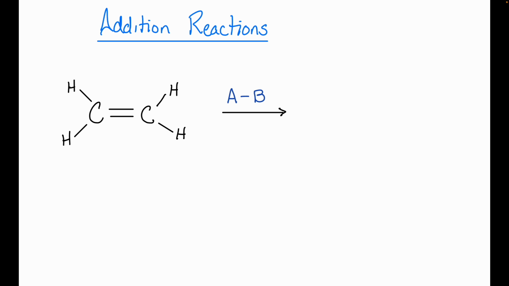And what we're going to see in these reactions is our carbon-carbon double bond is replaced with just a carbon-carbon single bond. All right. We still have those two hydrogens on each carbon, so I haven't lost any atoms here. The only thing I've done is now added to either side of this double bond. So on one side, I'm going to put atom A, and on the other side, I'm going to put atom B.